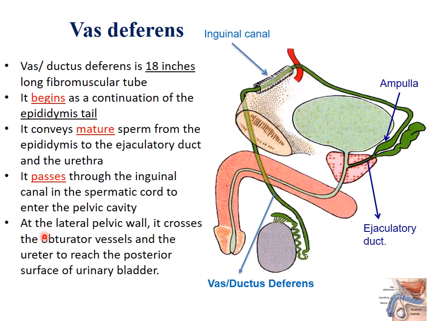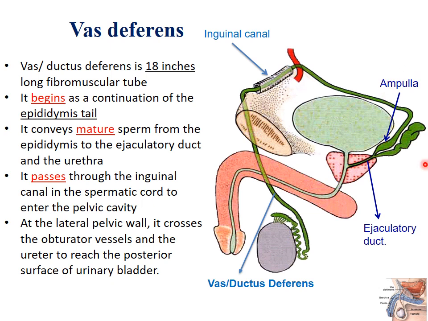So it crosses the obturator vessel and the ureter. So the ureter, definitely, is coming here to the lateral side. So this vas deferens crosses this. Here it crosses the obturator artery and the ureter to reach the posterior surface of the urinary bladder. So it reaches the posterior surface of the urinary bladder.